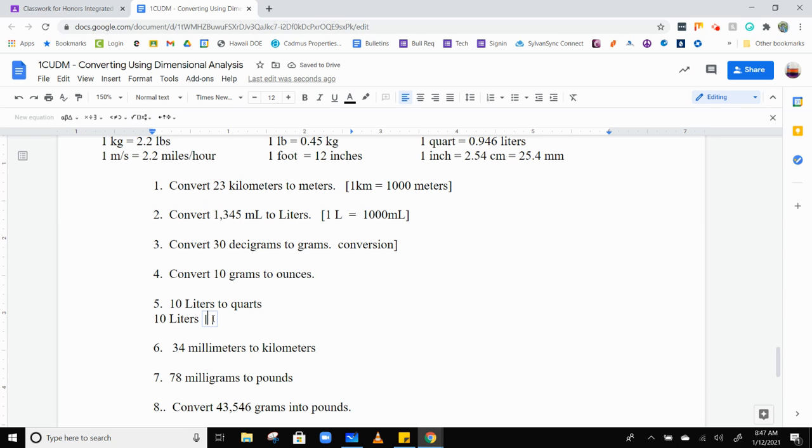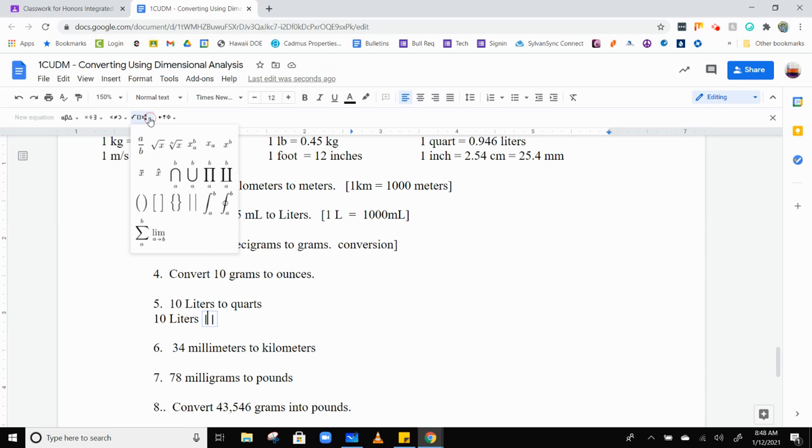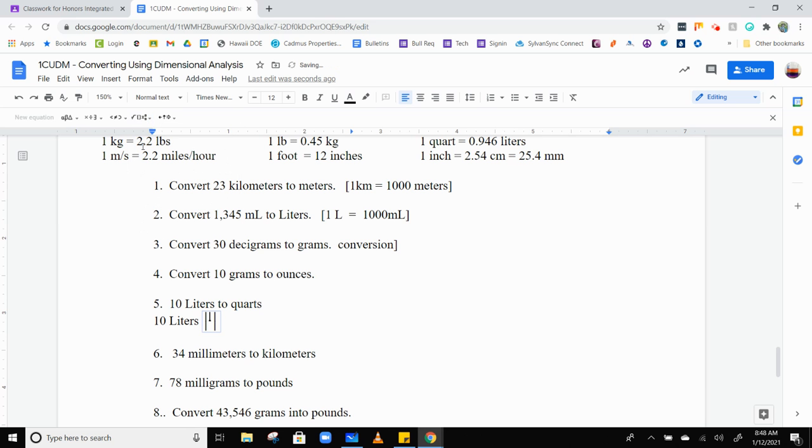So now that I have the brackets, I can now put a conversion in there. So in order to do a fraction, I click on the same area, and then it's the first one here, fraction. And then on top goes what we want to get. So we do quarts. So this one, 1 quart. I'm looking at the conversion up here. 1 quart is 0.946 liters. So 1 quart on the top, and then on bottom, 0.946 liters.